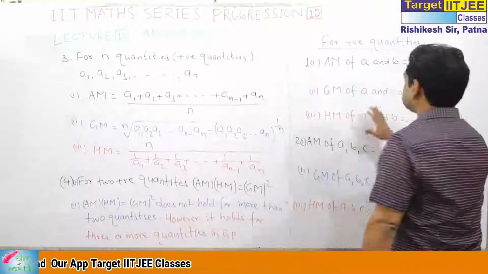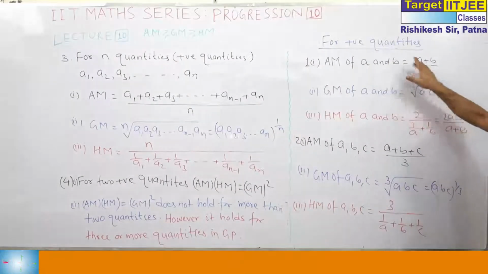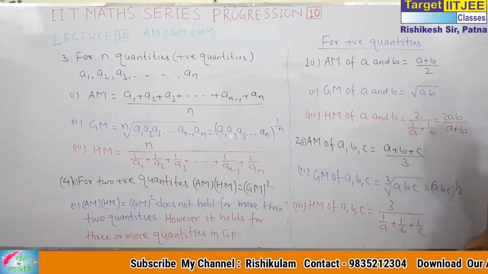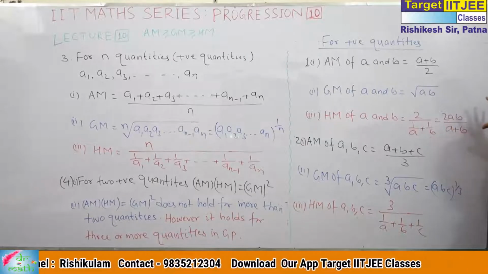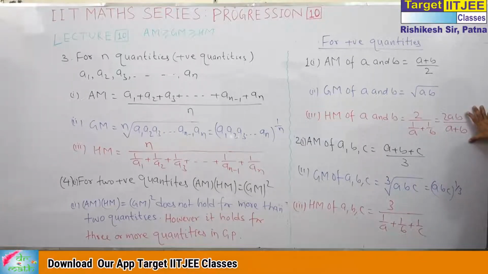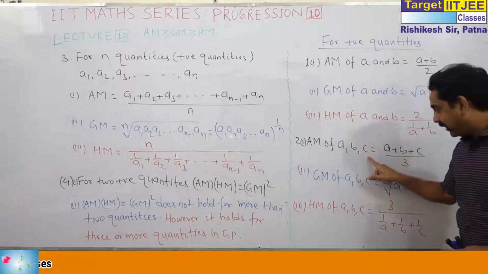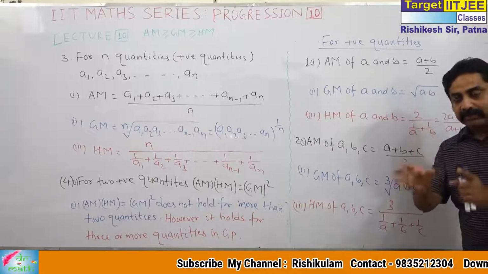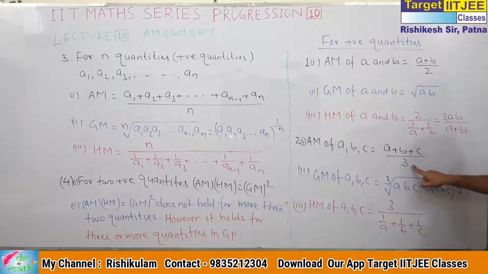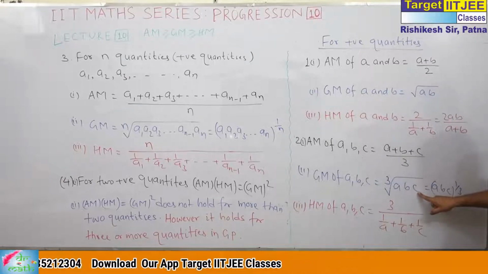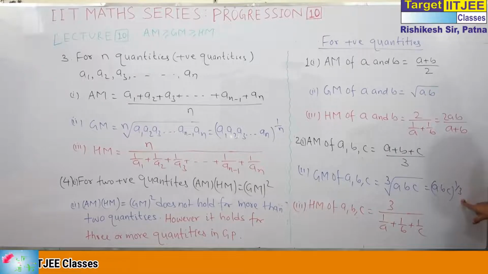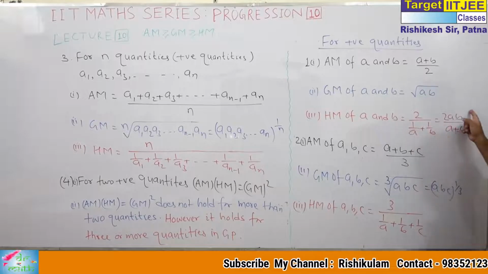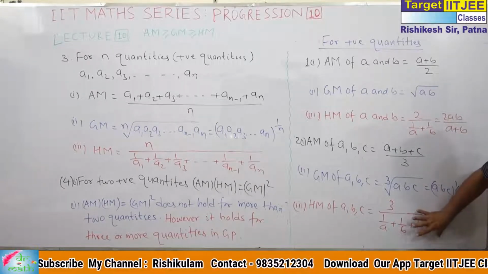For two positive quantities, arithmetic mean is (a plus b) by 2, geometric mean is root over ab, and harmonic mean is 2 by (1 by a plus 1 by b), which yields 2ab by (a plus b). For three quantities, arithmetic mean is just the average, (a plus b plus c) by 3. Geometric mean is the cube root of abc, that is abc to the power 1 by 3. Harmonic mean is 3 by (1 by a plus 1 by b plus 1 by c). For 2 we can use the simple expression, but for 3 we have to use this one.